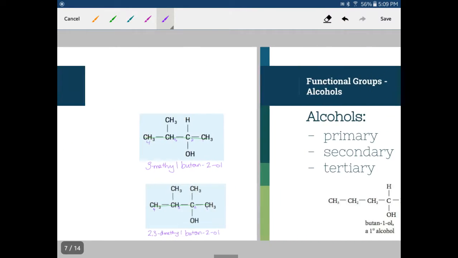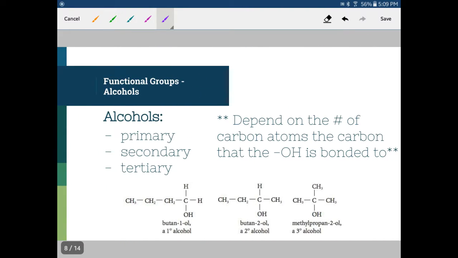Now we can actually classify our alcohols into 3 main groups. We can classify them as primary, secondary, or tertiary alcohols. Now this is dependent on the number of carbon atoms that the carbon the hydroxyl group is bonded to is attached to. I know that sounds really convoluted, but it's not that complex in reality. So we have to look at what carbon our hydroxyl group is bonded to, and then we count the other carbon atoms that are surrounding that carbon.